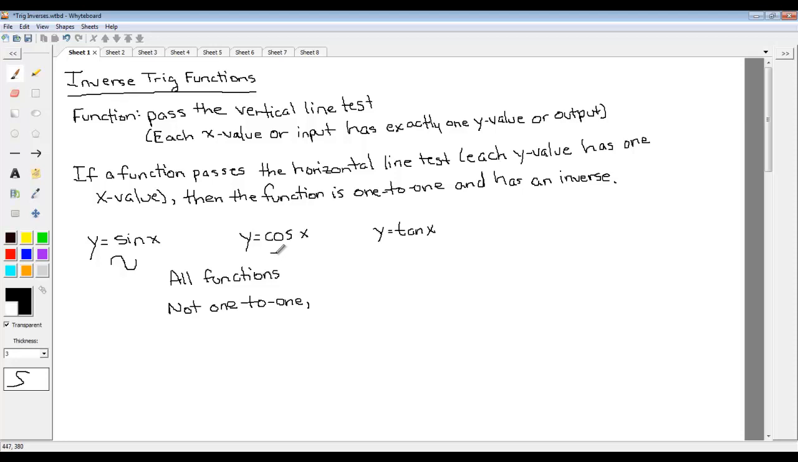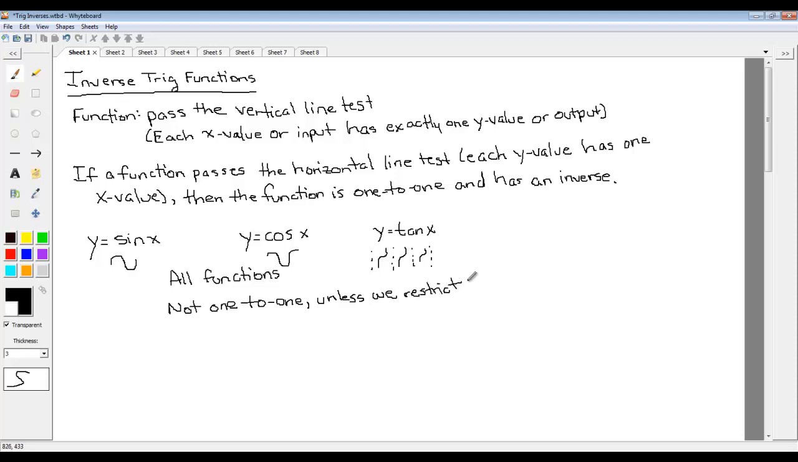If you look at cosine x, it's basically sine x translated by pi over 2. It passes the vertical line test, it's a function, but does not pass the horizontal line test. And if you look at tangent, one piece of it may pass the horizontal line test, but it's periodic, so you've got several pieces, so ultimately it does not pass the horizontal line test. So none of these are 1-to-1 unless we restrict the domain.